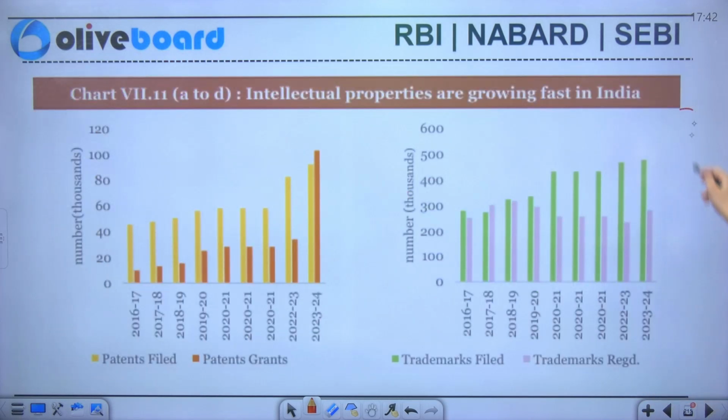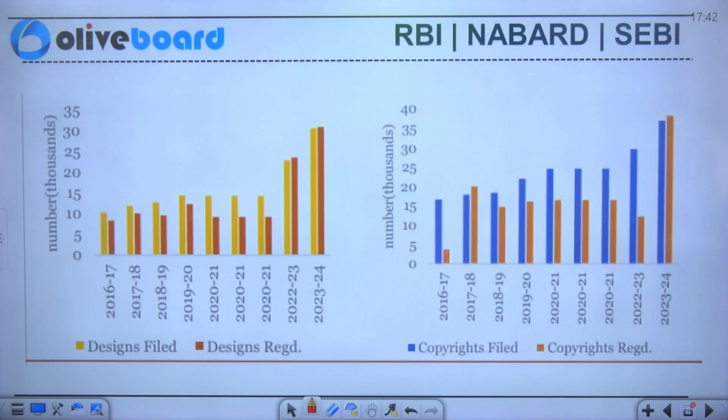Now we'll see what this data says. You can see that trademark registrations are this much, and trademarks that have been filed, there is a lot of gap between both of them. Now you can see that this is proprietary that has been filed, and copyrights that have been registered. So this is the case here.